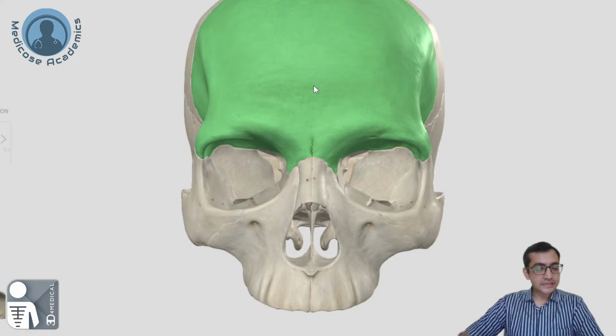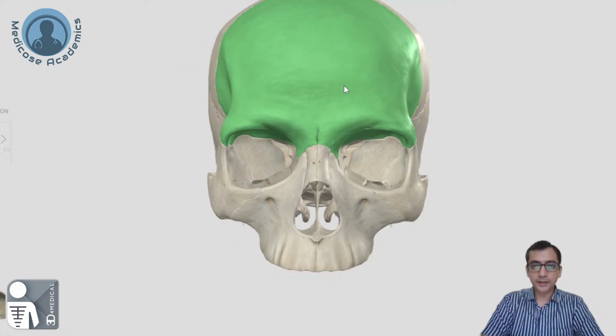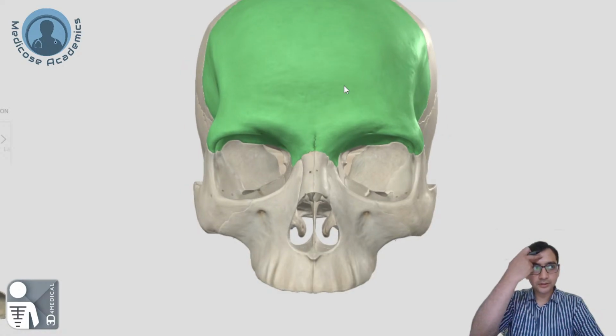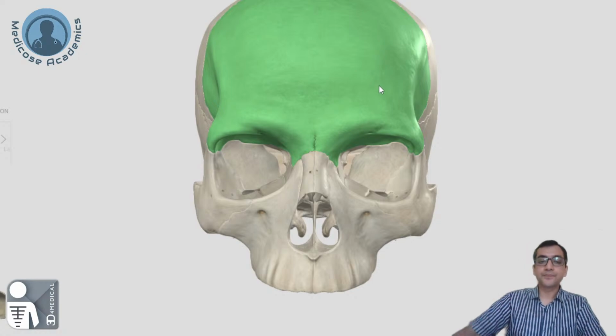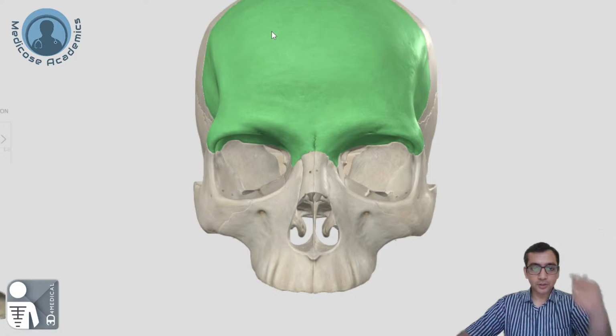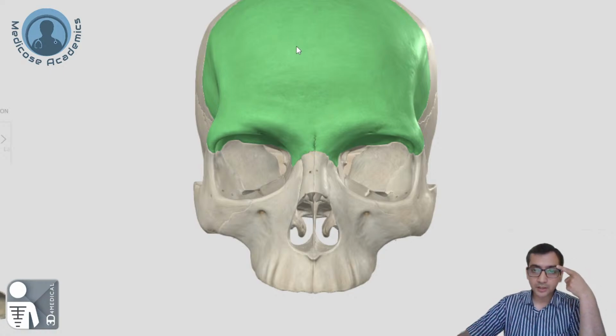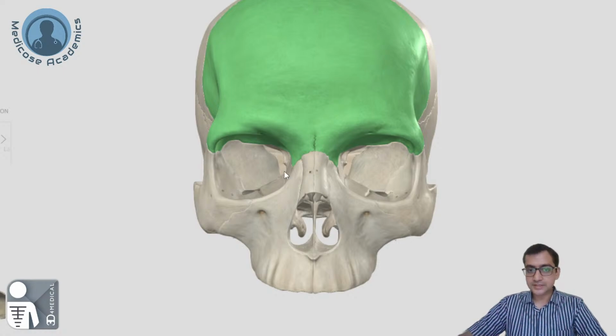You can see here the frontal bone, which makes most of your forehead. By the way, I'm using the 3D4 Medical anatomy model if you want to check it out online. So this is the frontal bone. It makes part of the forehead, the upper part of the orbit, and here it makes the root of the nose.